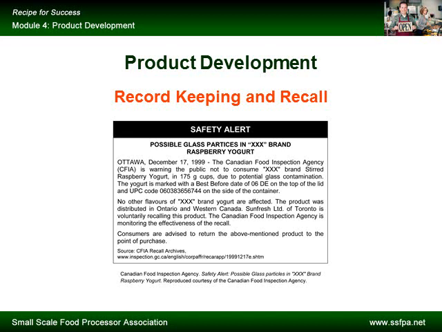Our next subject in this module is record keeping and recall. Please press pause now and take a few moments to read this example of a safety alert issued by the Canadian Food Inspection Agency. It shows the importance of record keeping with your products. The company mentioned in the alert, Sunfresh Limited, did not need to recall all of their X brand yogurt because the potentially contaminated product had a lot number.